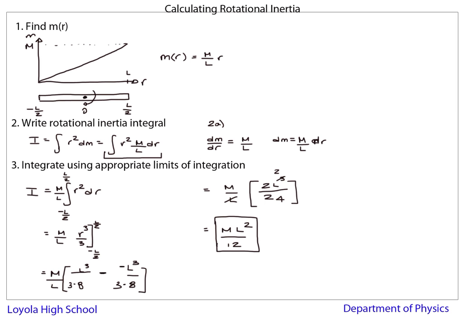Again, I could change the limits of integration and get a different number. So I can determine rotational inertias without actually performing an experiment. I can do it using the rotational inertia integral as well. So those are the three steps you'd follow to find rotational inertias.